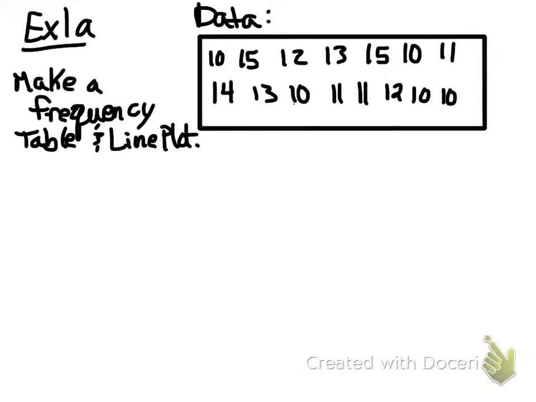Alright, I'm going to have you do an example now. You have a data table given, and you need to take this data table and make a frequency table, and then go ahead and graphically represent it with a line plot. Pause the video. Once you've done that, you can hit play and see the answer.